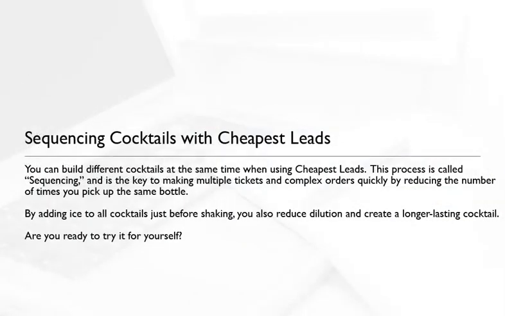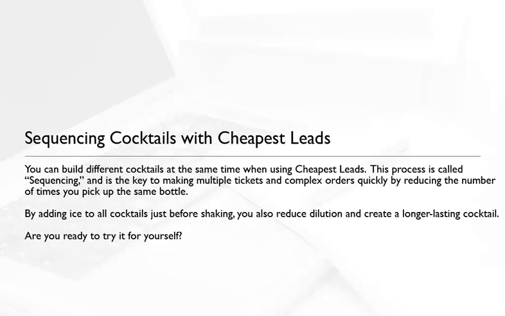Sequencing cocktails with Cheapest Leads. You can build different cocktails at the same time when using Cheapest Leads. This process is called sequencing and is the key to making multiple tickets and complex drink orders quickly by reducing the number of times you pick up the same bottle. By adding ice to all cocktails just before shaking, you also reduce dilution and create a longer lasting cocktail. Are you ready to try it for yourself?